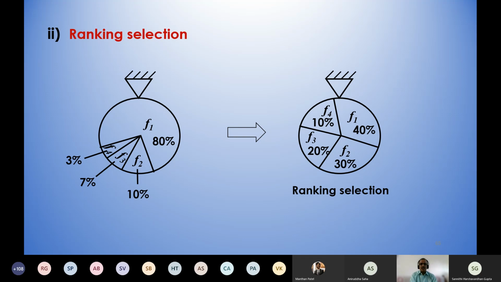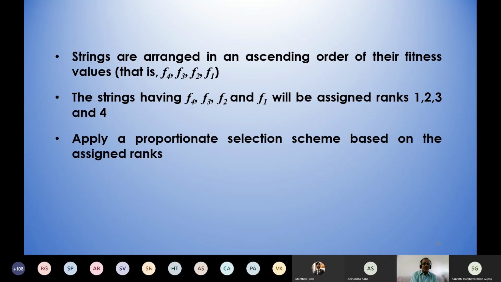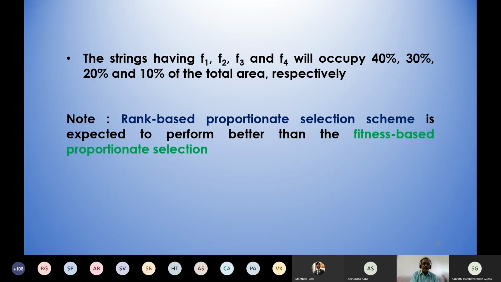Now, ranking selection is more popular compared to the oldest method, that is your roulette wheel selection. And of course, the ranking selection method is found to be advantageous. Whatever I discussed, the same thing I have written here on the PPT file. You please have a look. Now here I have put a note: rank-based proportionate selection, that is the ranking selection, is expected to perform better than the fitness-based proportionate selection.